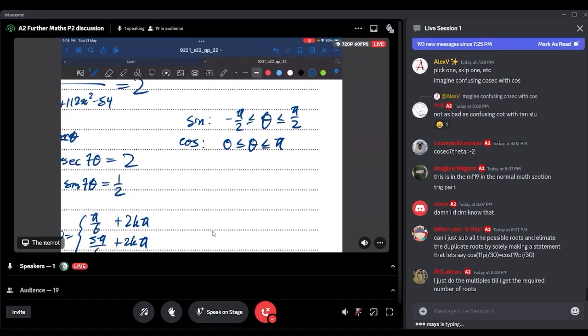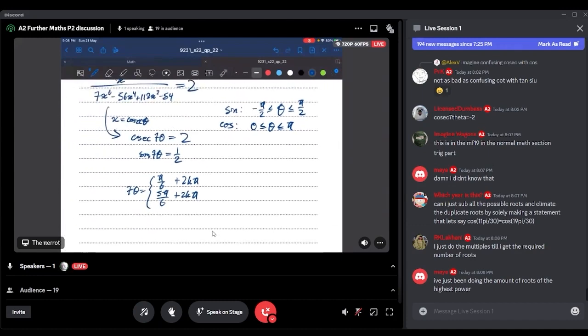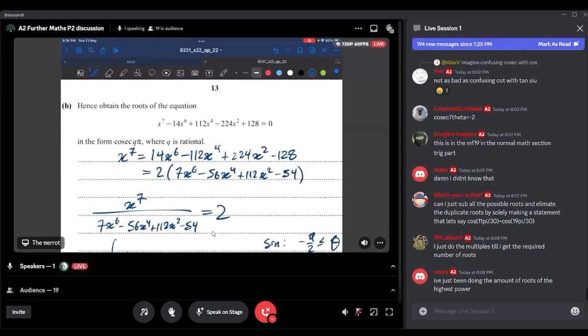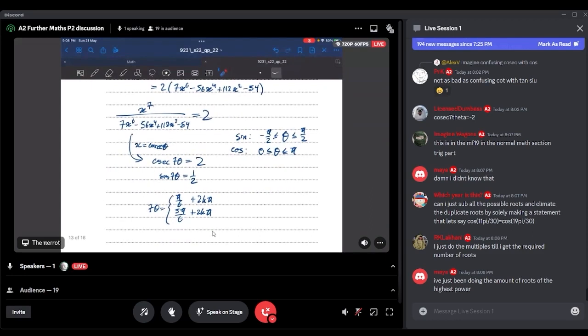I just do multiples still, I'll get the record number. Yes, you can also do that. Counting the amount of roots by the highest power is also okay. Any method is fine. That's what I did back then. I find all the possible roots and then remove the duplicates until I get 7 solutions in this case, by the fundamental theorem of algebra. But for those who are lazy to do that, this is the range of values for you to find.